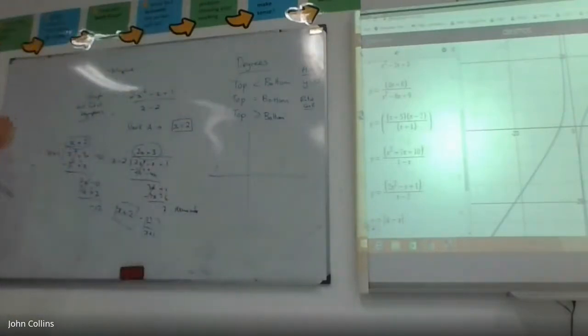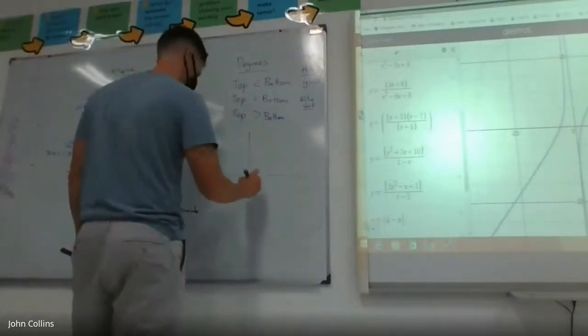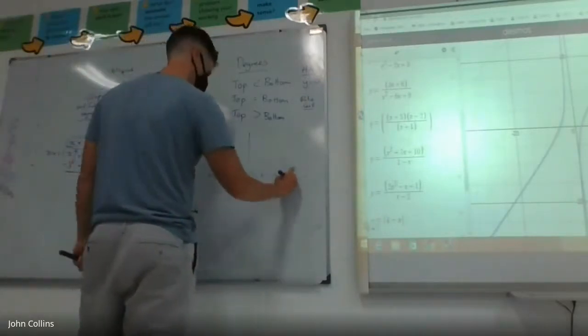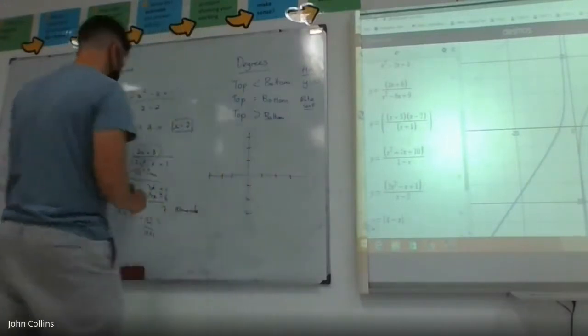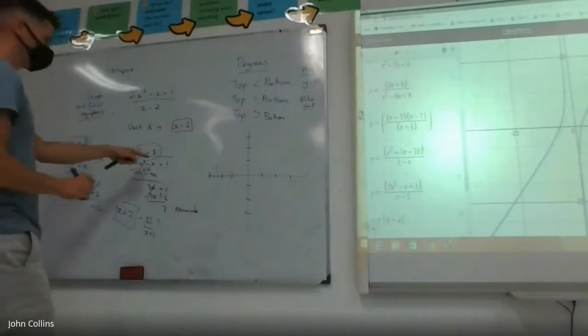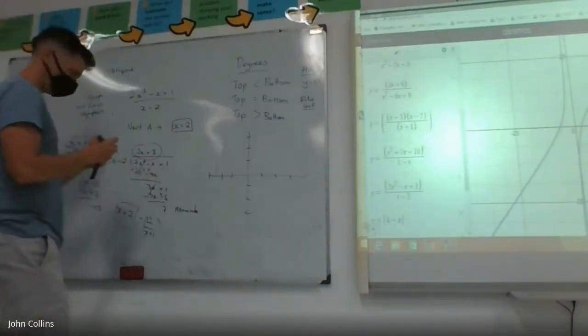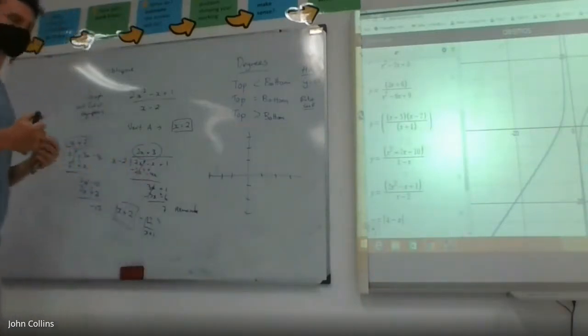Back to that. Vertical asymptote. That's easy. Let's go 1, 2, 3. This might be a bit small, but we'll see. 2x minus... That's the oblique. I know.